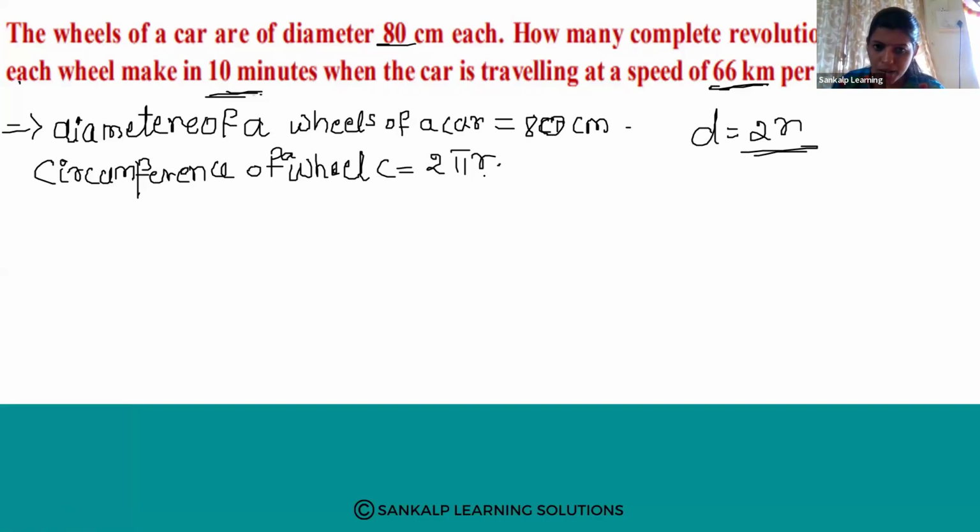That means the 2R value they have given. This can be written as 2R into pi. So the 2R value we know, that is 80 into pi. Yes, this is the circumference of that circle.